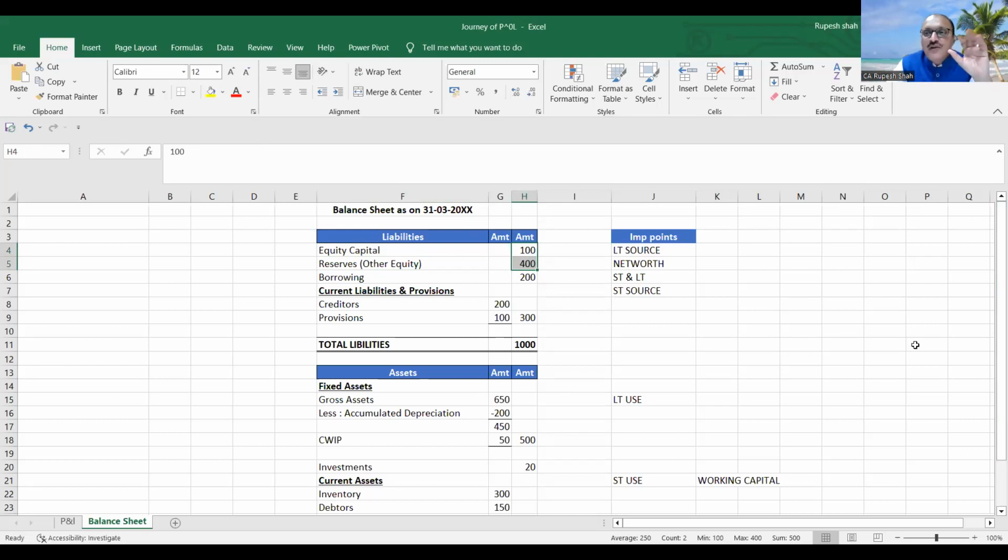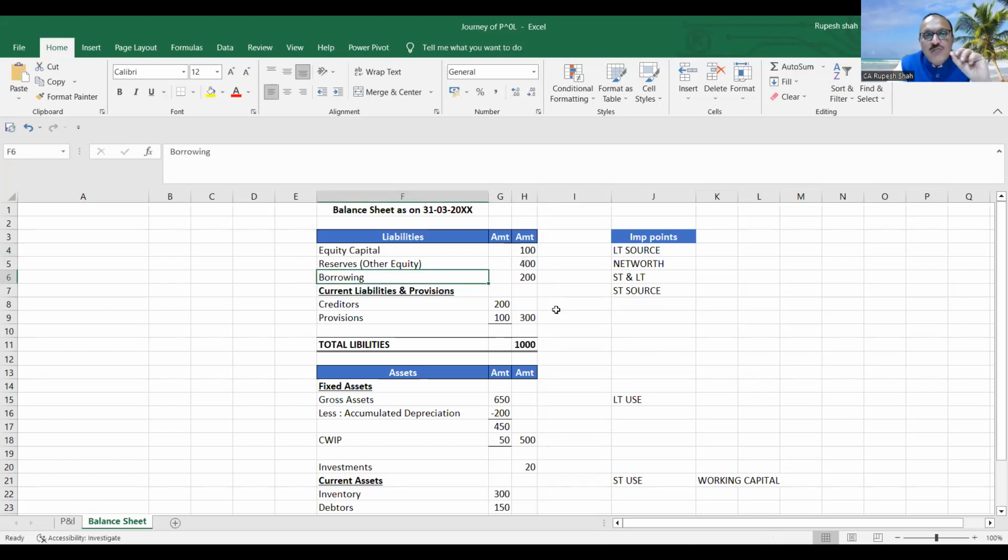So never ever use this jargon without understanding the meaning. When you say equity capital, it means the actual capital of the company. When you say equity, it means the net worth of the company. And both are long-term sources of money.